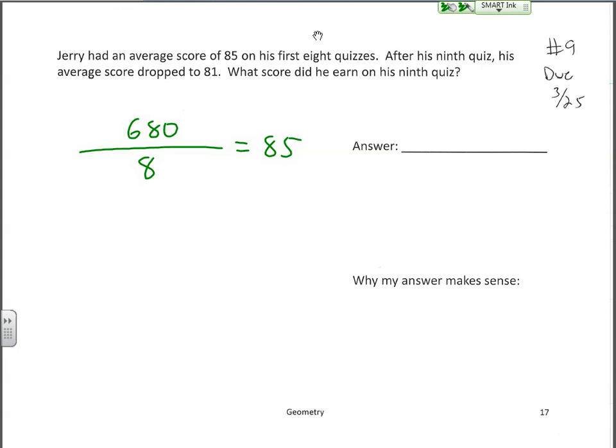After his 9th quiz, however, his average score dropped to 81. So his first 8 quizzes plus his 9th one caused his average score to drop to 81. There are now 9 quizzes, so our denominator is 9, and the average is 81. And that is the equation that you're going to be solving here: 680 plus what score on that 9th quiz caused his average to drop 4 points down to 81?